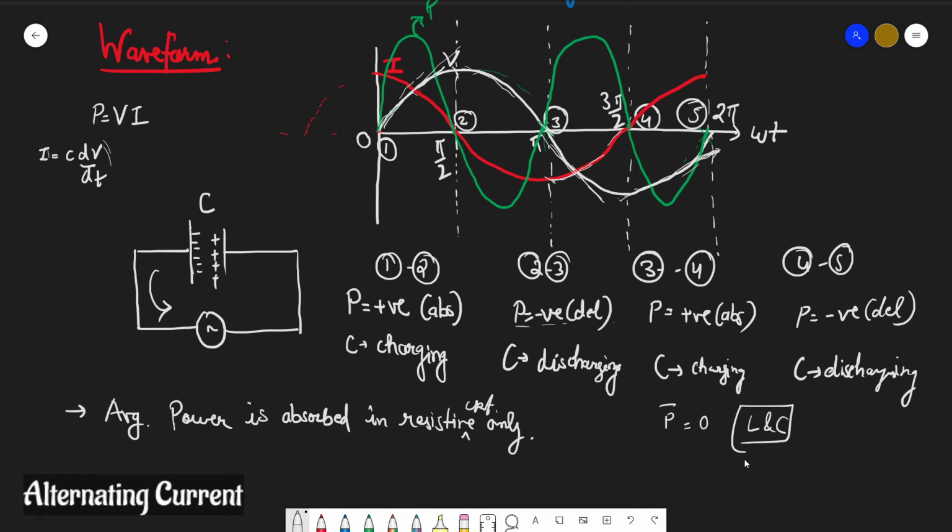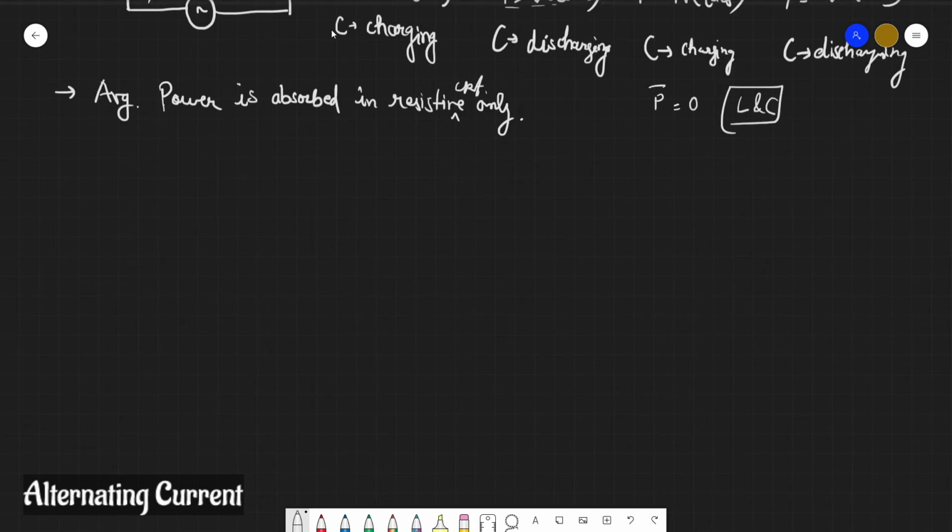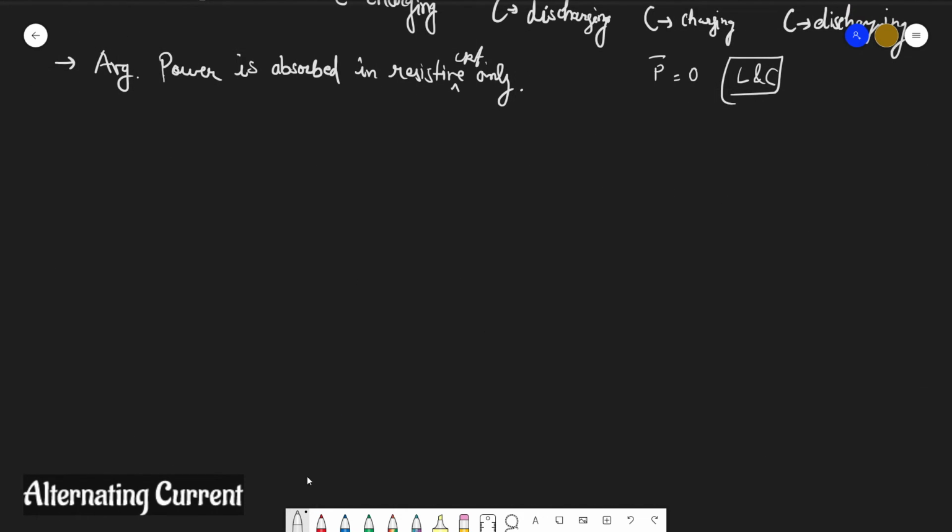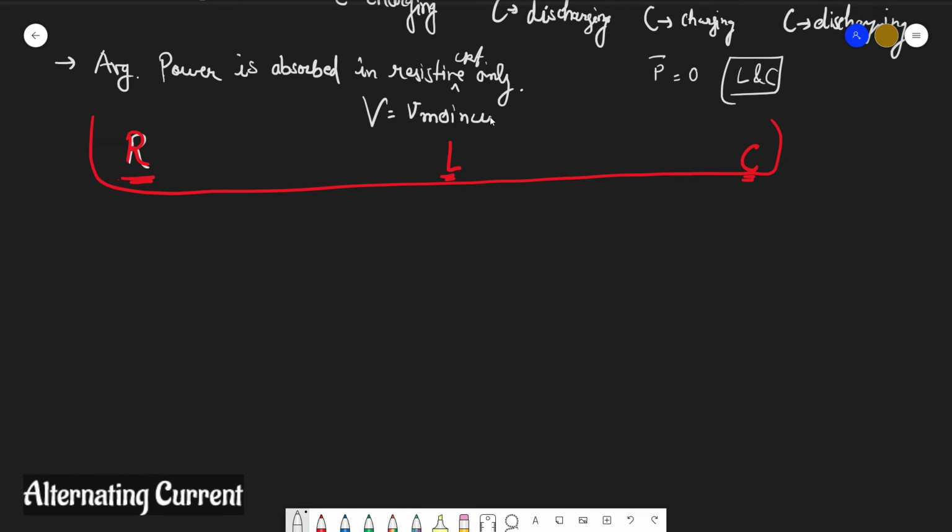So all the analysis you have done, we can also have a comparative study. You can make a table and write the analysis. If this is R, let us write in this manner quickly: purely resistive circuit, purely inductive circuit, purely capacitive circuit. In all the cases, the voltage supply I am taking as V equal to Vm sine omega t. That has been our standard in all these three cases.